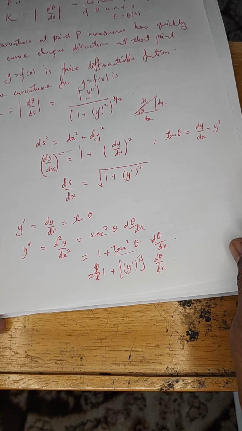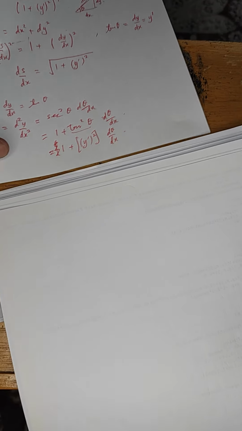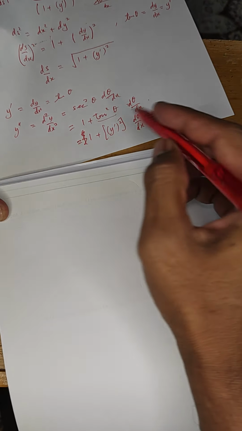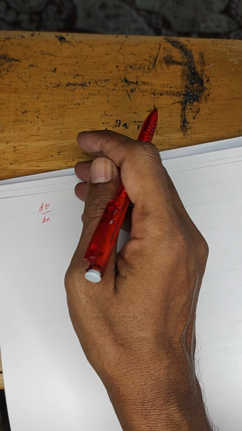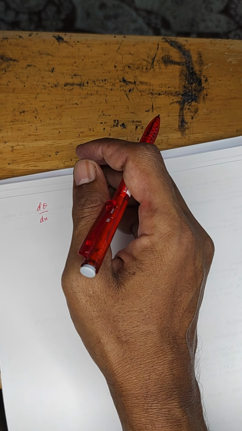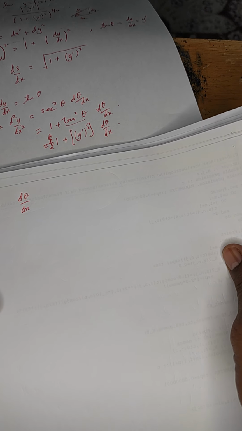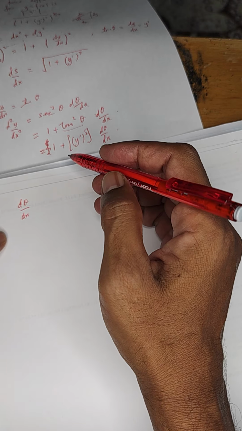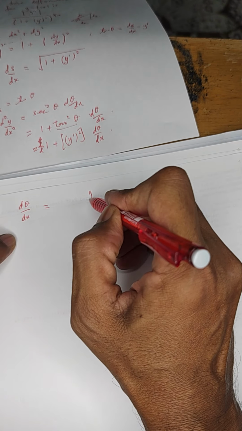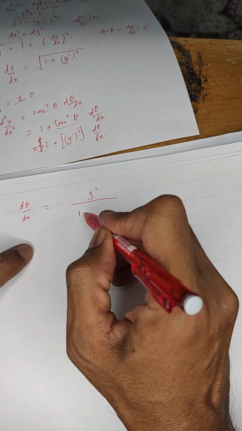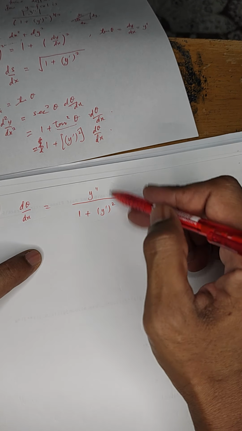Therefore, I can write d theta dx is y double prime over 1 plus y prime squared.